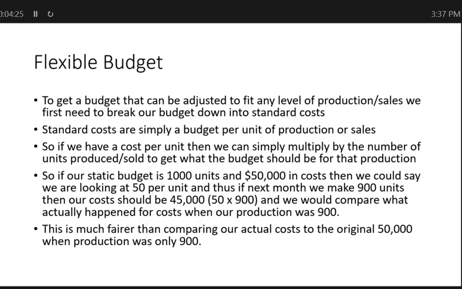But if next month we only make 900 units, obviously we would expect the cost to be lower than the 50,000, because that was for 1,000 units. But for 900, our cost should be consistent and should be about $50 per unit. All right, and therefore would be 45,000 in total, and that's what we would use to compare to what actually happened, to see if we did better or worse than what we should have done to make 900, rather than comparing it back to the 1,000 or the 50,000, which doesn't make any sense because we didn't have that happen.